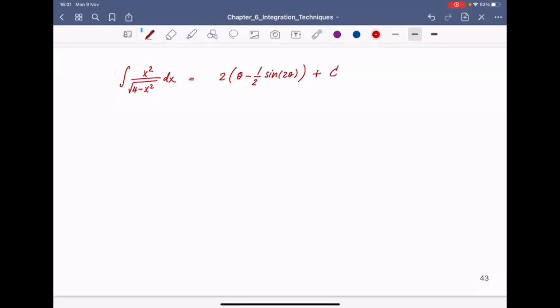All right, what we have, again, we have x equal to 2 times sine theta. So again, that means you have sine theta equal to x over 2. Well, if your theta is here, your opposite is x, your hypotenuse is 2. So this is going to be square root 4 minus x squared. All right, see here I have 2 theta minus sine 2 theta plus c.